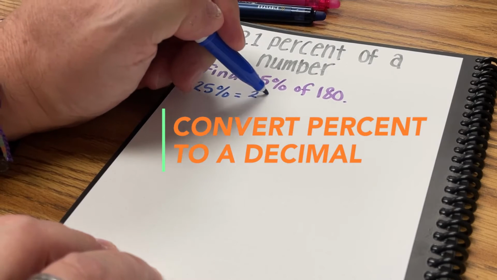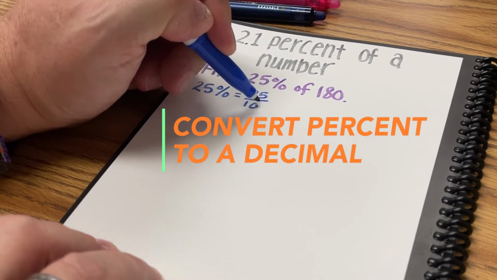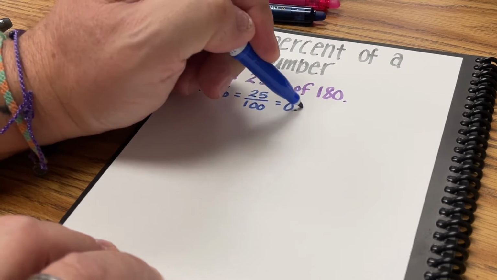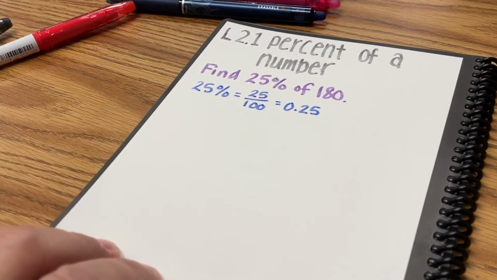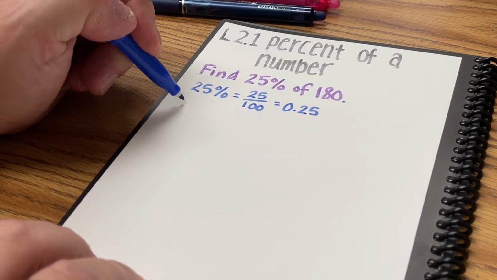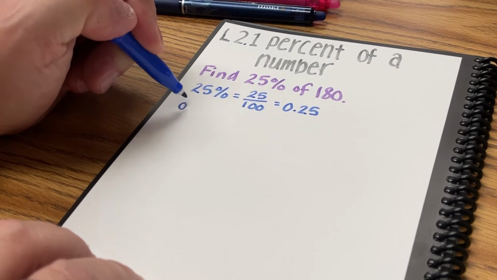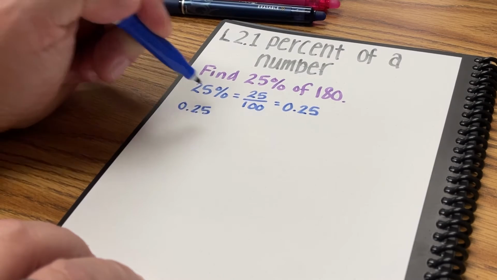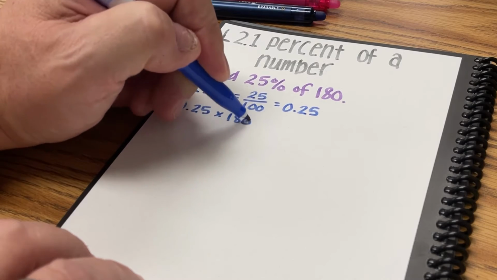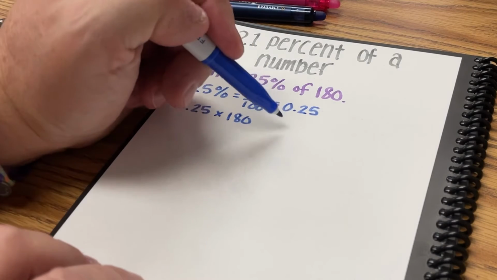So this time I'm going to convert my percent to a decimal. 25% is the same as 25 over 100, which equals 0.25. Now I'm going to take 0.25 and multiply it by 180.